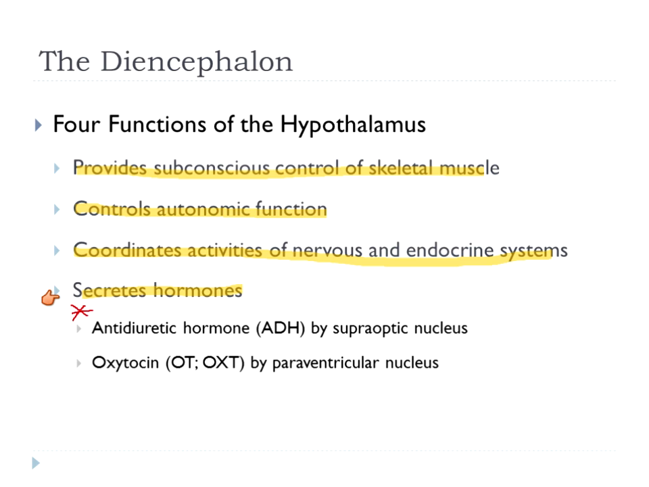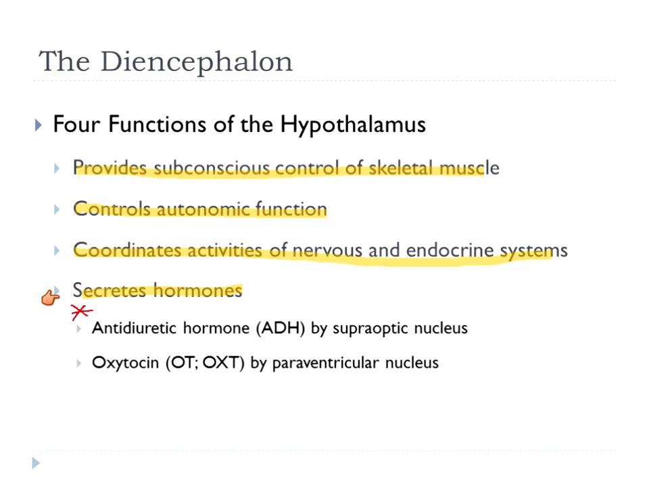For functions of the hypothalamus, one we've already talked about: it doesn't really secrete these hormones, but it releases hormones that will tell the pituitary gland to release it. So in a roundabout way, yes, the hypothalamus does release antidiuretic hormone and oxytocin.